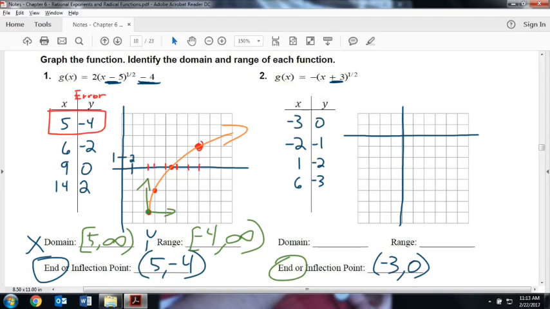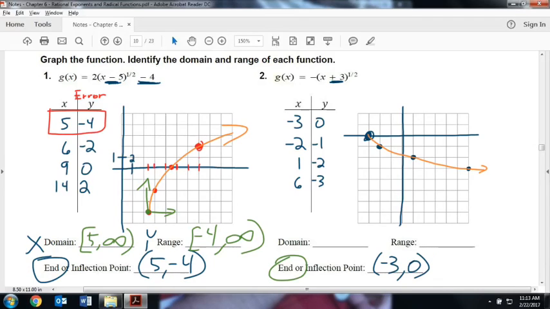And then just graph it out. So -3, 0; 1, 2, 3, 0; -2, -1; -2, -1; 1, -2. That's right there. And 6, -3. 1, 2, 3, 4, 5, 6. Ooh. I'm glad I put it where I did. I almost ran out of space. Okay. And so there's your graph. Starts there and goes.